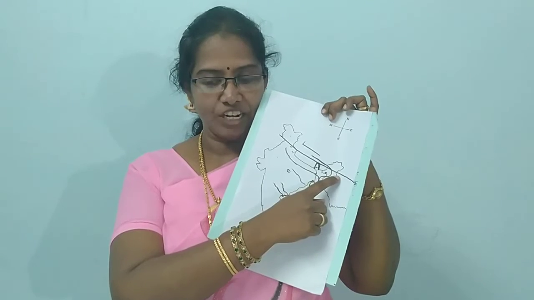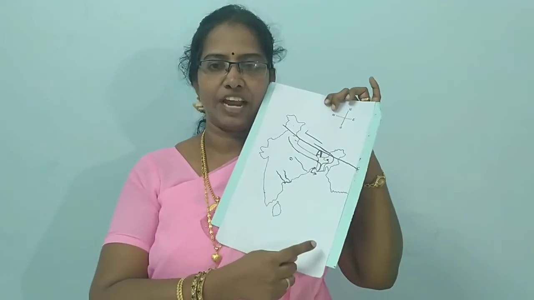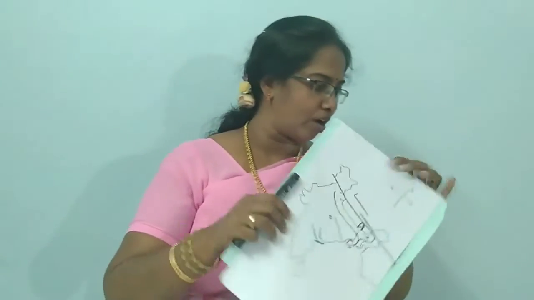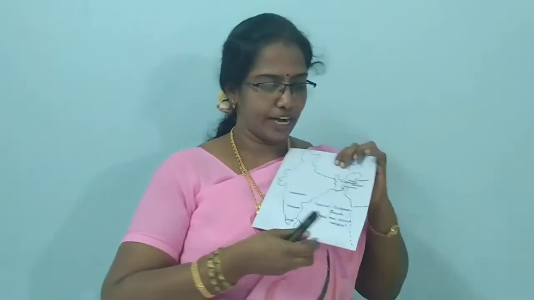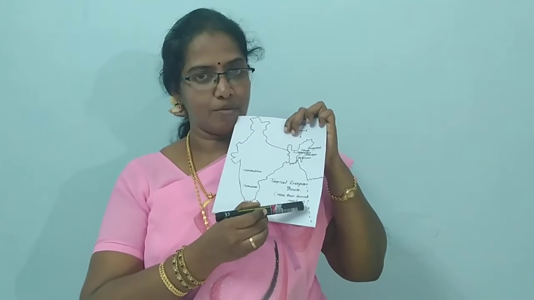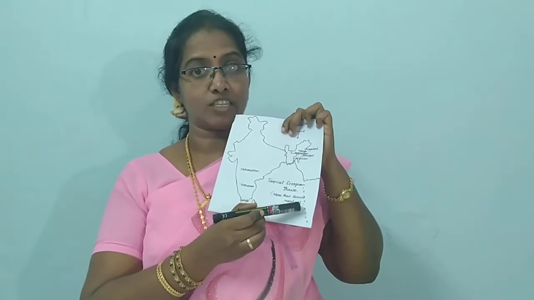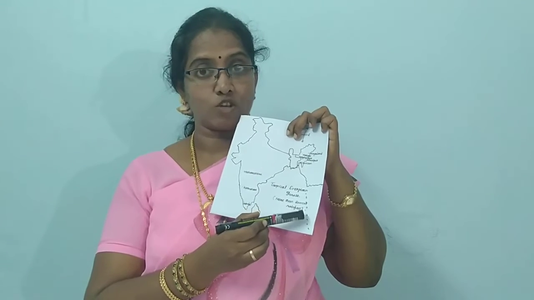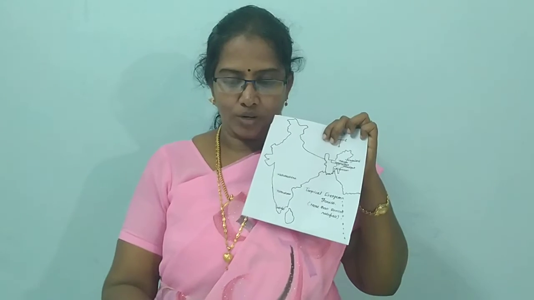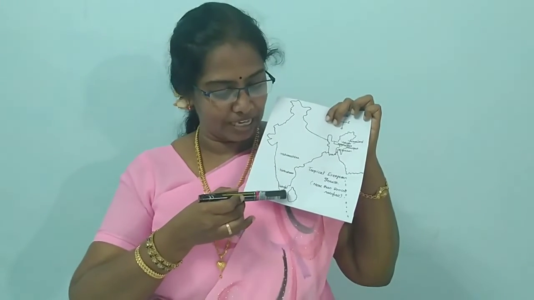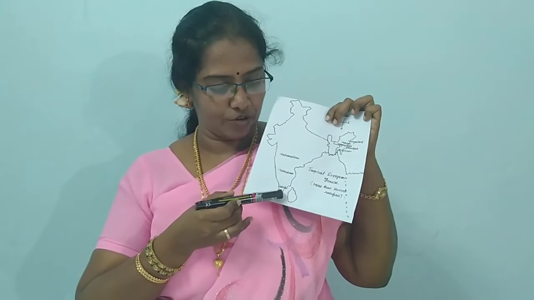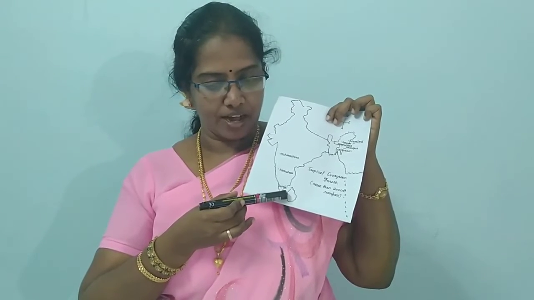The next one, Great Nicobar. Just before, I said Great Nicobar is this one. It is in the Andaman and Nicobar area only, one of the biosphere reserves. The next one, children, Gulf of Mannar, near Sri Lanka. Here on this side you have to write Gulf of Mannar.